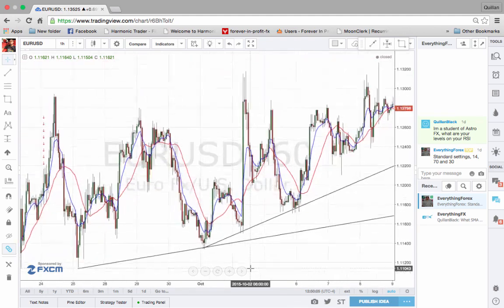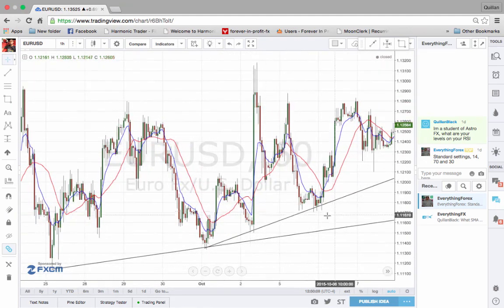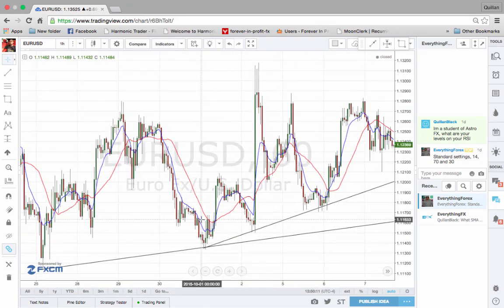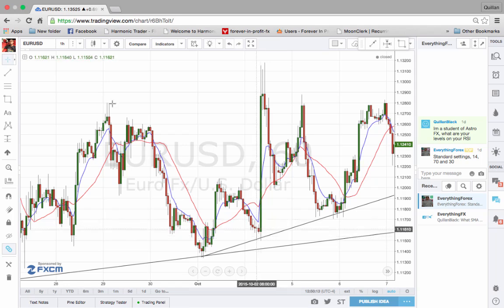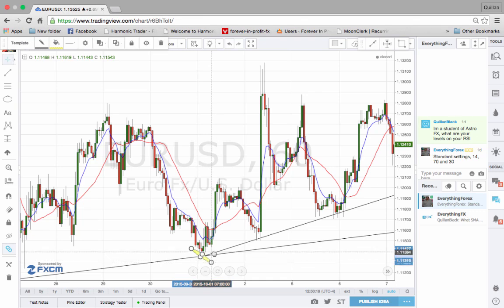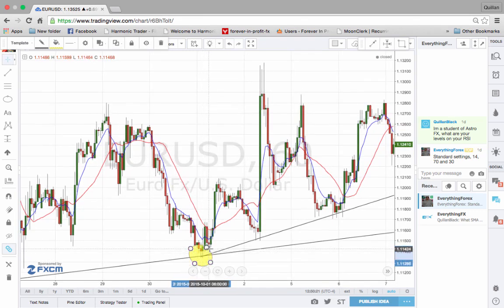All right, so the reason why I would have taken this buy right here is a few things. Once again, a retest. Second, it touched this trend line 3 times, which is basically gold. Let me show you guys.